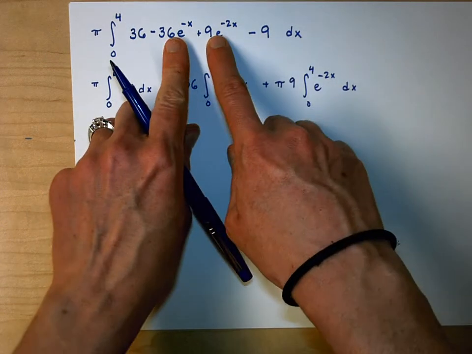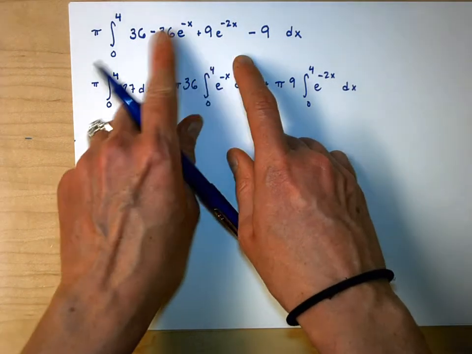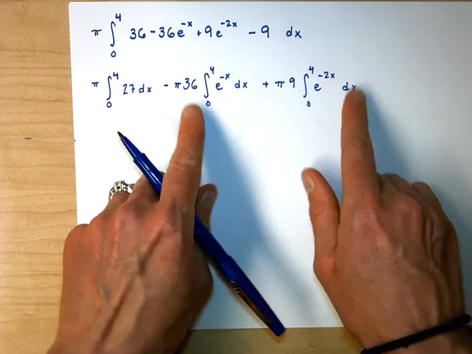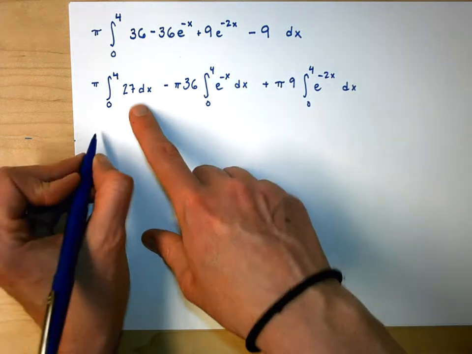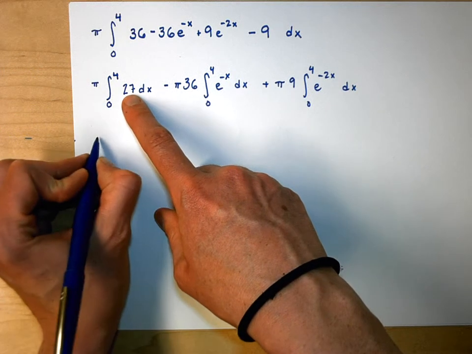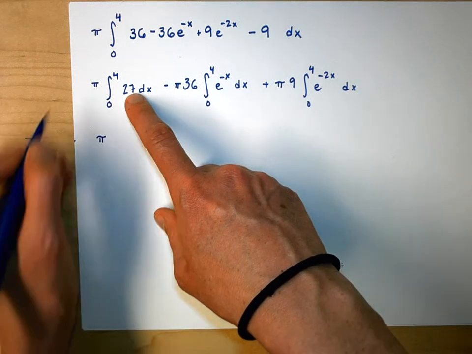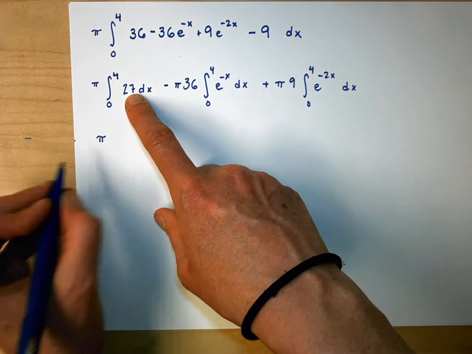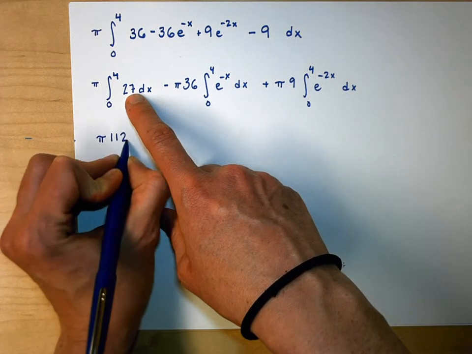Why could I break this up? I can only break it up because it's separated by a plus or a minus sign. If it were a product multiplied together, I couldn't just break it apart. The first integral is something easy. This is pi times 27 times 4. 25 times 4 is 100, and I have 3 left over, so that's 112 pi.